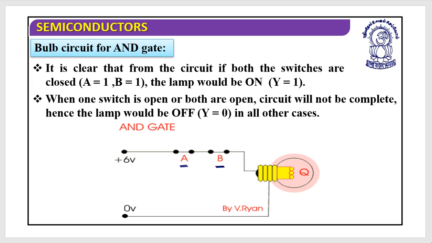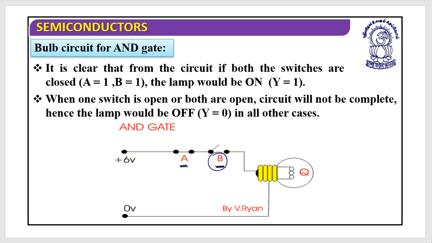Let's suppose if any one of the switches is closed, let's say if only A is closed or if only B is closed, then due to non-completion of the circuit, the bulb will not glow. But if both are closed, then the bulb will glow. You can see this: A is closed, bulb is off; B is closed, now the bulb is on. Yes, if both are open, the bulb is off. I hope this is clear.